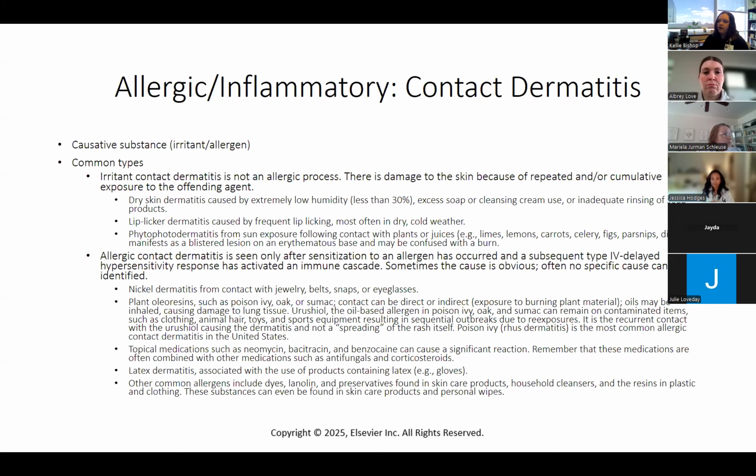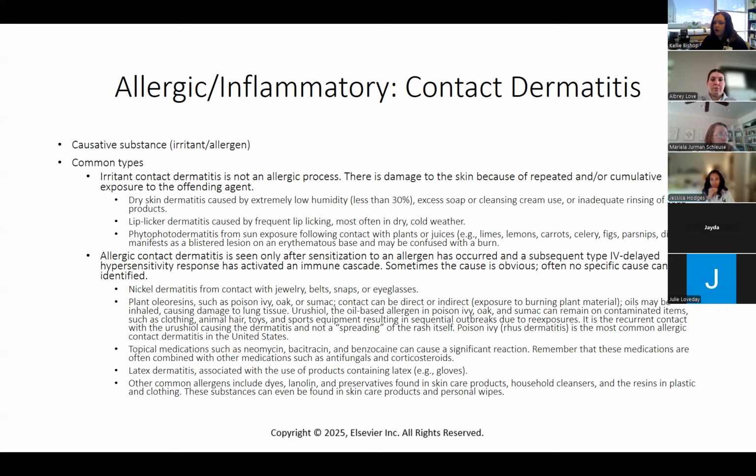It's skin damage because they've had exposure to an offending agent repeatedly, or it can be a cumulative effect. Dry skin dermatitis is caused by really low humidity and dry air, or using drying soaps, not moisturizing. Lip licker dermatitis, we see a lot in the winter in kids because they lick their lips constantly, and some are pretty bad around their lips. And then phytophotodermatitis from sun exposure following contact with plants or juices, and this can be a blistered lesion.